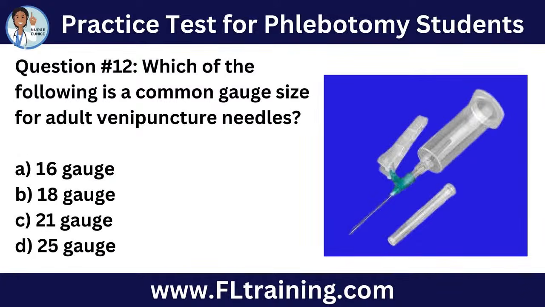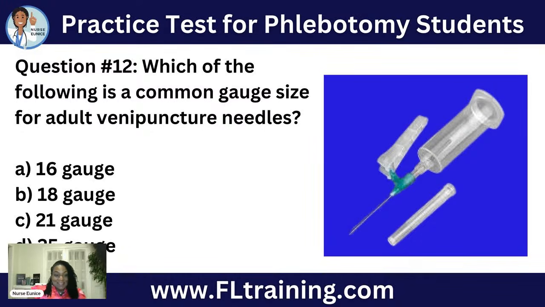Question 12. Which of the following is a common gauge size for adult venipuncture needles? And so the gauge is that opening, the part that lets the blood flow through. Do we want to perform venipuncture with a 16 gauge, 18 gauge, 21 or 25 gauge needle? Let's see how much you remember.